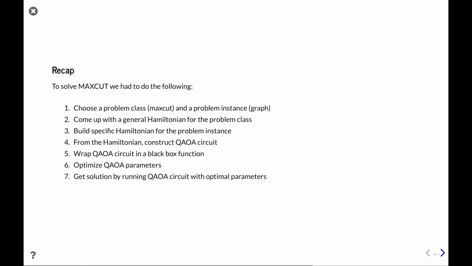So remember our pipeline, right? We start with a problem class and a problem instance, which is a maxcut and a graph instance for a maxcut. We come up with a general Hamiltonian for this problem class with pencil and paper and using the Feynman method of sitting down and thinking hard. Then we build a specific Hamiltonian for this problem instance. And from the Hamiltonian, we can construct the QAOA circuit. Then we take the circuit, we wrap it into a black box objective function. We use a classical optimizer to find good beta and gamma parameters. And finally, we get the solution by running QAOA with optimal parameters.